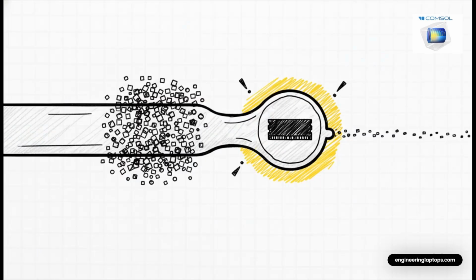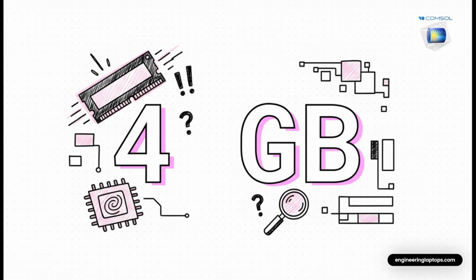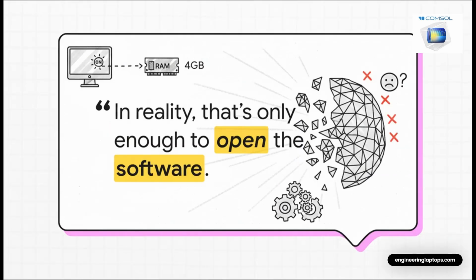Okay, let's talk about what is probably the single biggest bottleneck for almost every COMSOL user out there: RAM. According to the official documentation, the absolute bare minimum amount of RAM you need is, well, get ready for this: 4 gigabytes. Yep, you heard that right. Just 4. It seems kind of unbelievable, doesn't it? And that's because for any real work, it is unbelievable.